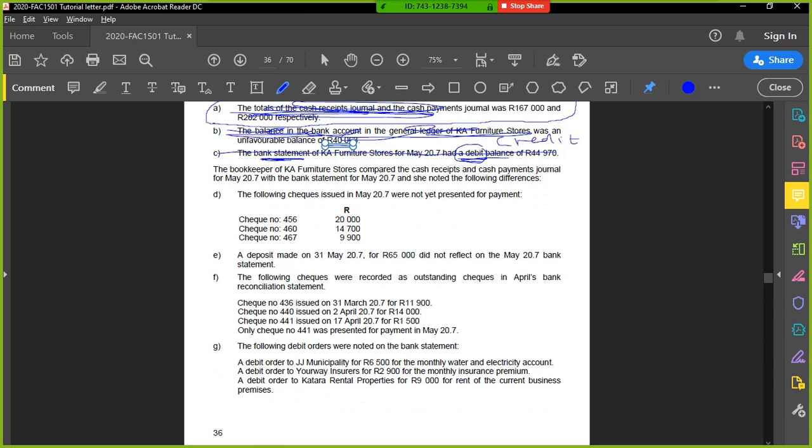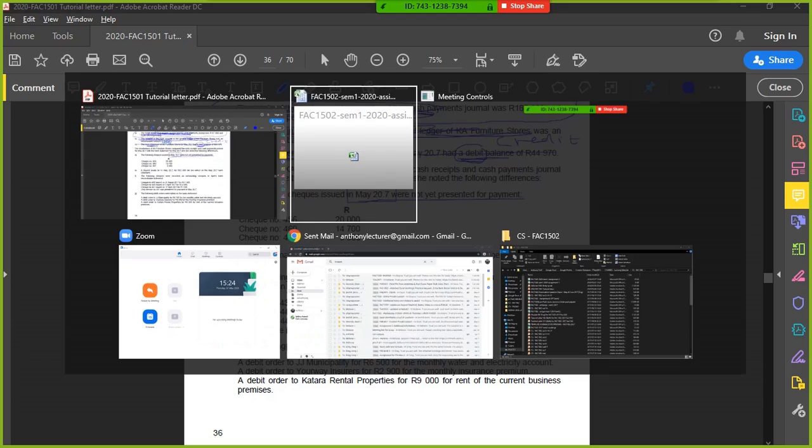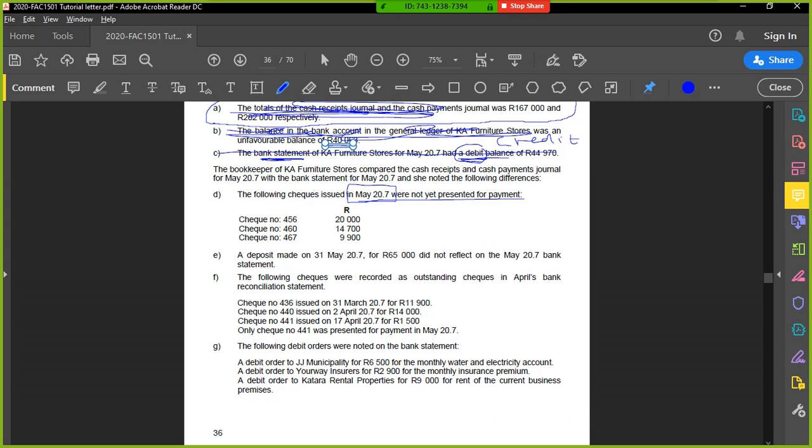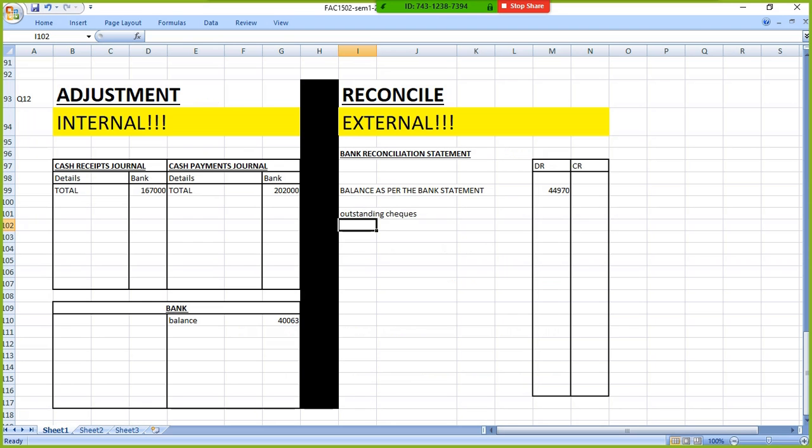Next point. The bookkeeper compared the cash receipts and the cash payments journal with the bank statement and noted the following differences. The following checks issued in May were not yet presented. We spoke about this. Is this an adjustment or a reconciling item? Reconciling, I think. Yes, well done. Outstanding checks: 456, 460, 470.